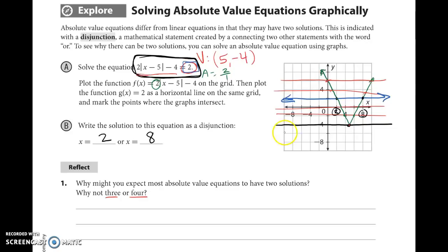As far as no solution, if the line that we were trying to see if it could equal was below it, then there would be no solution. So why might you expect most absolute value equations to have two solutions? Well, from looking at this, there are multiple opportunities for that to be the case. Why not 3 or 4? Well, it's graphically impossible, so it's probably algebraically going to be impossible, which it is.